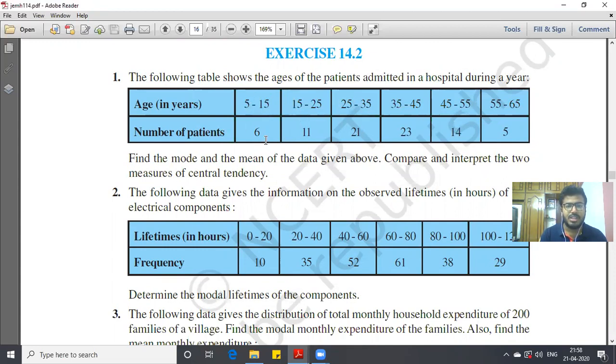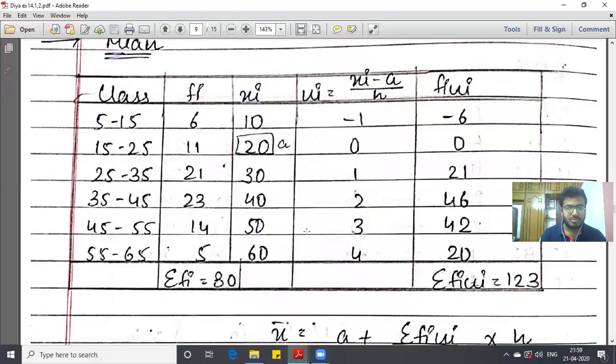So 5 to 15 there are 6 patients. 35 to 45 there are 23 patients. 55 to 65 there are 5 patients. Okay, now what you have to find out: find the mode and the mean. Remember you have to find the mode as well as the mean of the given data, and compare and interpret the two measures of the central tendency. So we'll look into the answer.